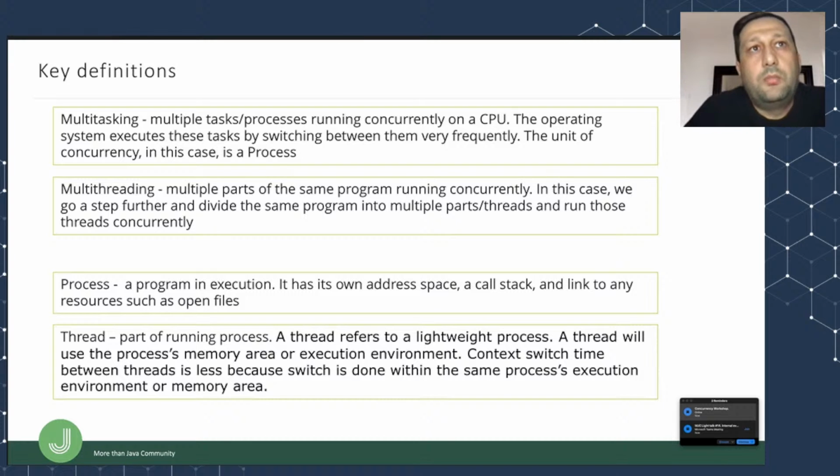Multithreading: multiple parts of the same program running concurrently. In this case, we go a step further and divide the same program into multiple parts, threads, and run those threads concurrently. And then we have process: a program in execution. It has its own address space, call stack, and links to any resources, such as open files. And what about thread?